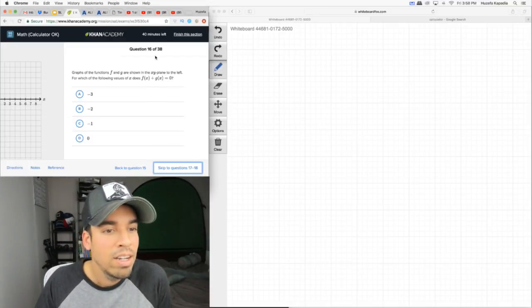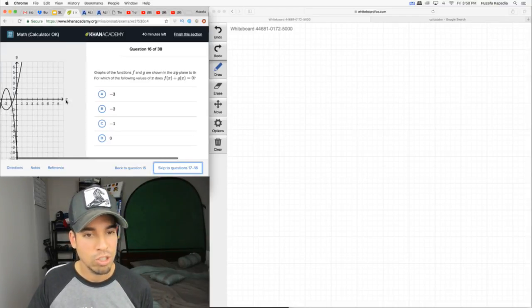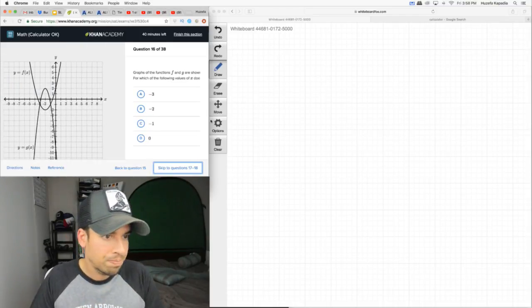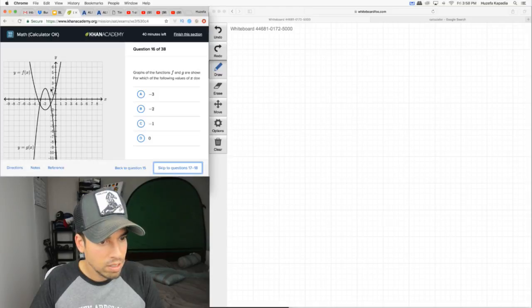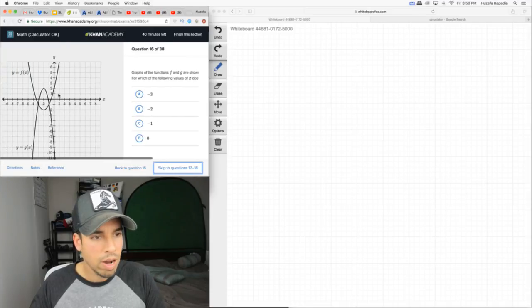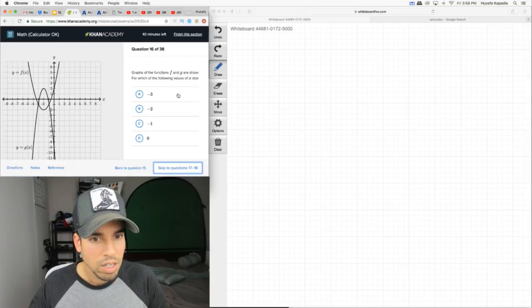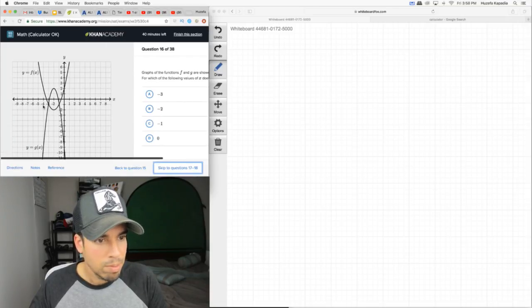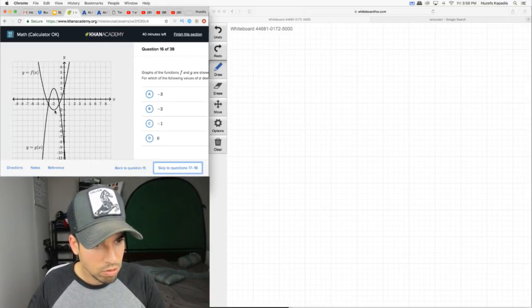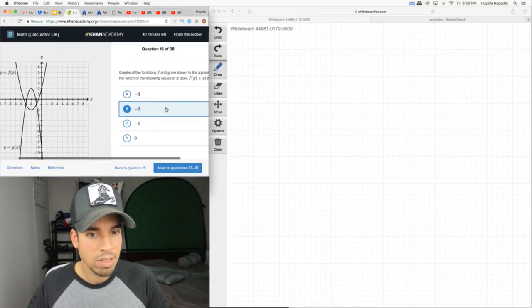I'm super behind. The graphs of the functions f and g are shown. For which of the following values of x does f of x plus g of x equal 0? So it's when these two are added. Basically when this value plus this value equals 0, it's right here, where x equals -2. Here I have a positive 2 for this function and -2 for this function. If we added them together, it would go to 0. So it's where x equals -2.